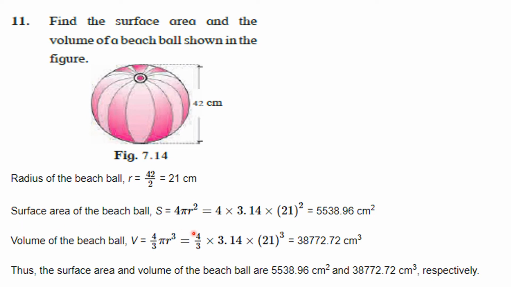Surface area of the ball is 4 pi r square. So 4, value of pi 3.14, radius 21 square, that is 5538.96 centimeter square. Volume of sphere is 4 by 3 pi r cube. Find out the volume: 38,772.72 centimeter cube. Surface area and volume you have calculated. Write the answer in a complete sentence.